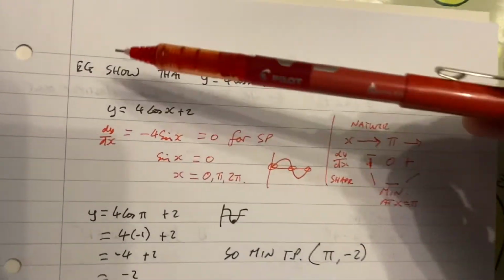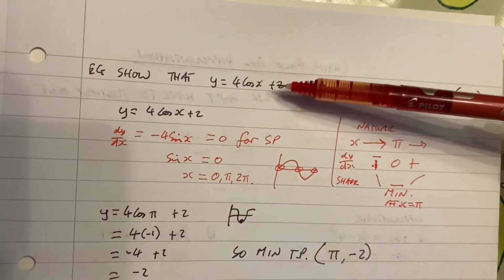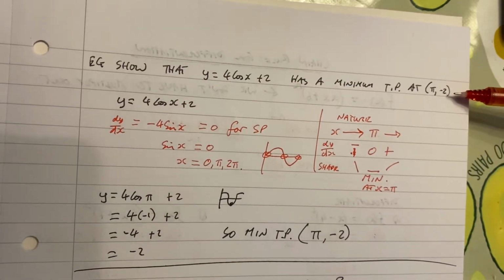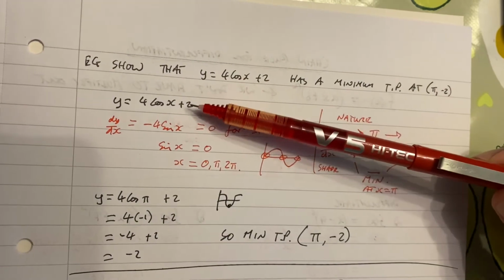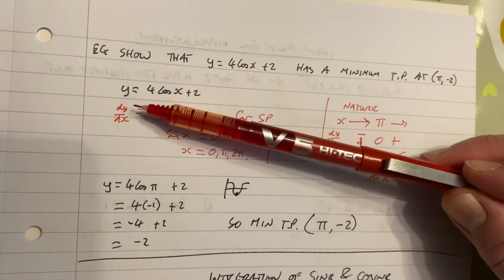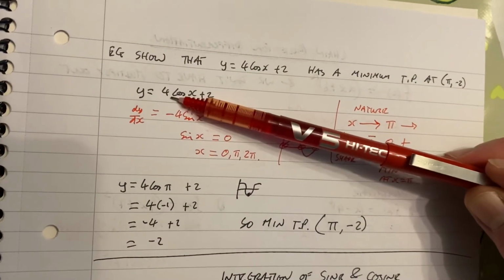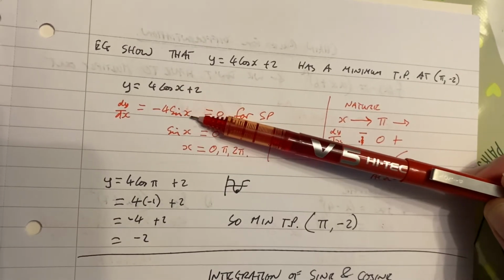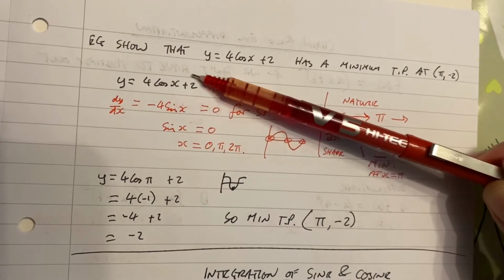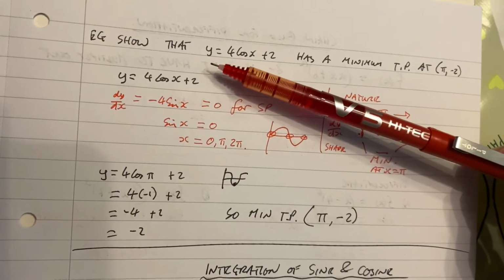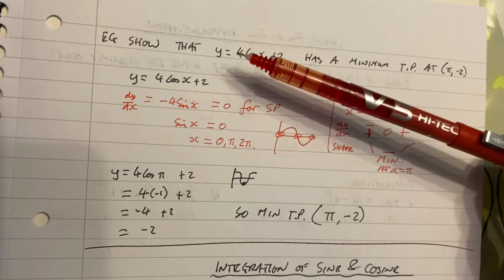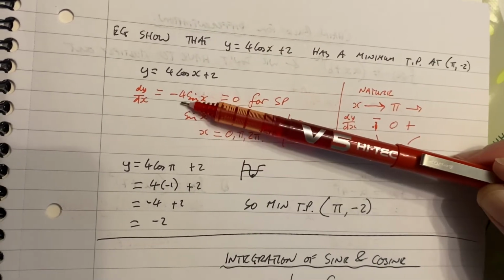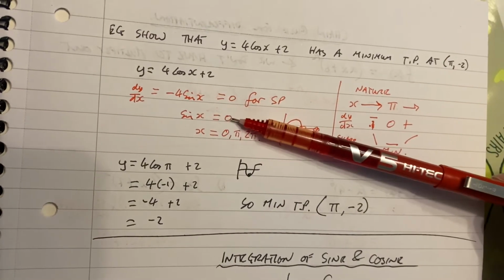For next bit, show that y equals 4 cos x plus 2 has a minimum turning point at pi, negative 2. So first things first, turning points, differentiate, stick it equal to 0. So we differentiate 4 cos x plus 2. We get negative 4 sine x, cos becomes negative sine. The 2 disappears because it's a number exactly as it would in normal differentiation, because this is all this is. Equals 0 for stationary points, so we divide through by negative 4, so sine x equals 0.